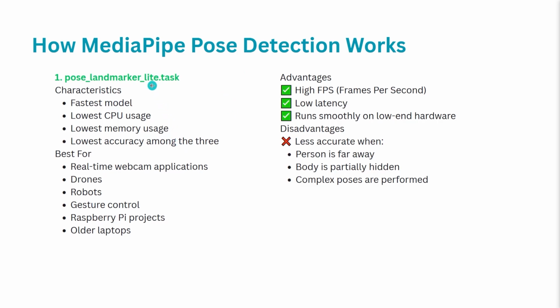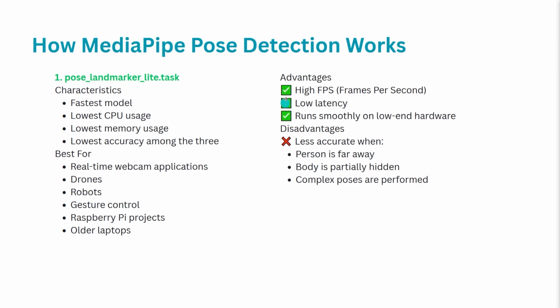If we talk about the light version of the pose_landmarker.task file, its characteristics are that it is the fastest model, with the lowest CPU usage and lowest memory usage. Also, it provides the lowest accuracy among the three. It is best for real-time webcam applications, drones, robots, gesture control, Raspberry Pi projects and old laptops. If you don't have powerful hardware, then you can use that model.